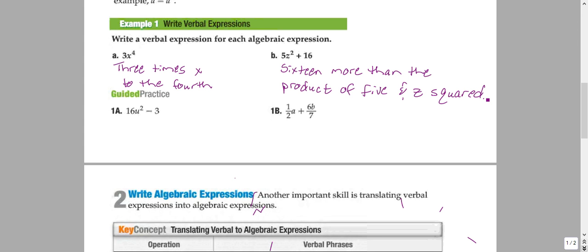I'm going to go ahead and pause the video and you should do the same. Go ahead and write out the guided practice 1A and 1B. And then once you're done, play the video again and see what I have written down as the answer.